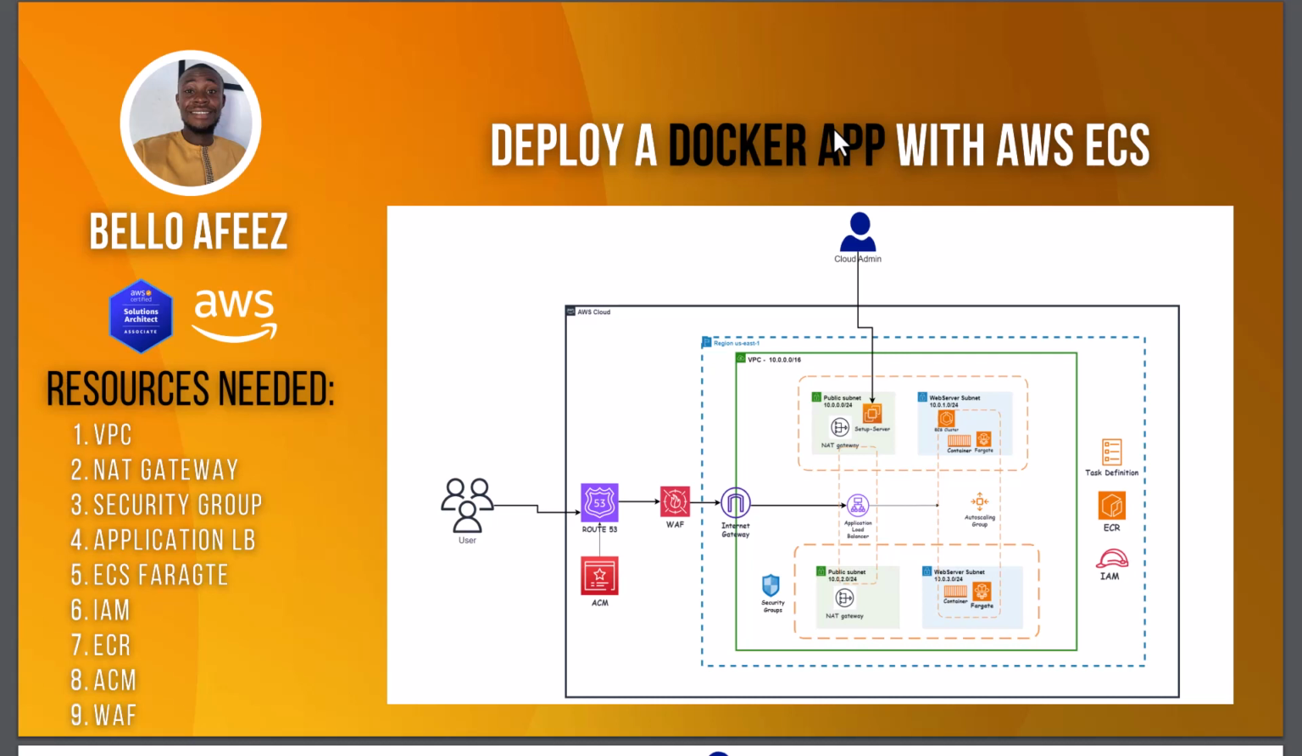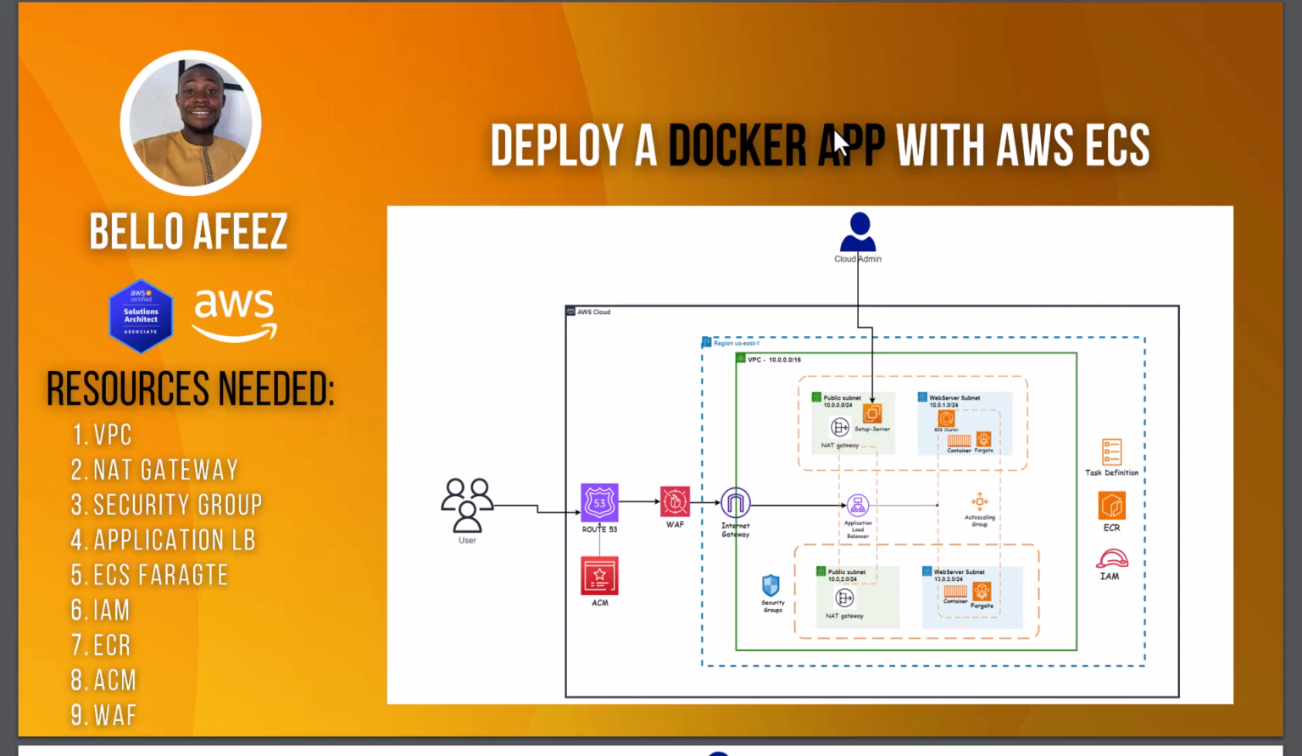In this video, we are going to take a deep dive into how to get a Docker application up and running on AWS using Elastic Container Service. We will start by examining the architecture needed for the successful deployment. We will cover everything from setting up VPC to configuring internet gateway that connects your VPC to the internet.